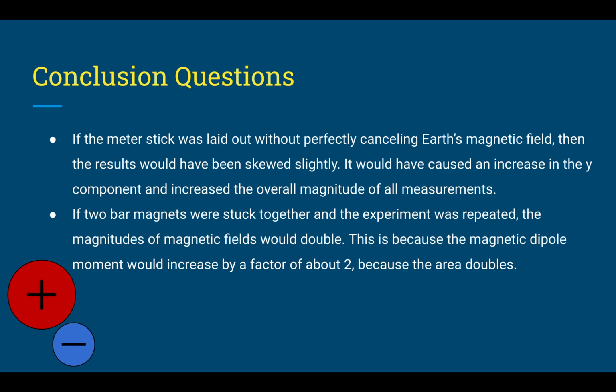So one of the what-if questions is, if the meter stick was laid out without perfectly canceling Earth's magnetic field, what would happen? And really what would happen is just the results would have been skewed. It would have added the Earth's magnetic field to our bar magnet, and so that superposition would increase all of our magnitudes and measurements for the magnetic field, at least. And then if two bar magnets were stuck together and the experiment was repeated, then the magnitudes of the magnetic fields would pretty much double, but the directions would be the same.